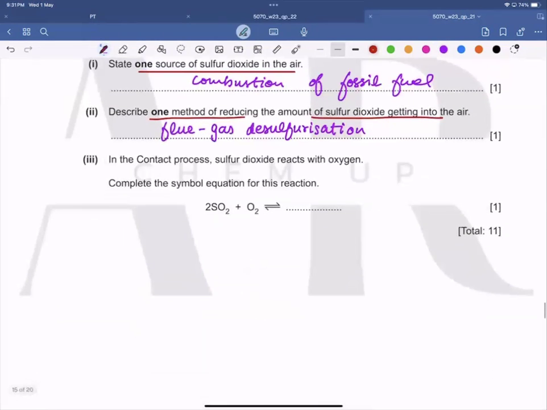Okay. Now, in the contact process, sulfur dioxide reacts with oxygen. Complete the symbolic equation for this reaction. So we know when sulfur dioxide and oxygen react, sulfur dioxide would form SO3. So we put a 2 over here.